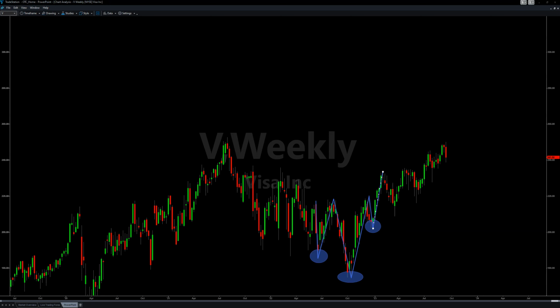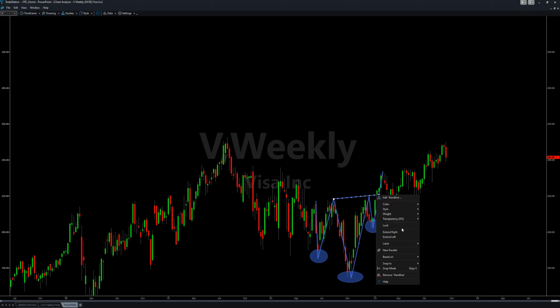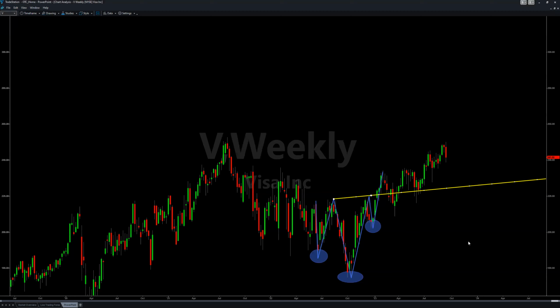What we need to enter? First, a neckline. We will connect here, not the left and right shoulder pivot lows like the head and shoulders. No, the left and right shoulder pivot highs. Okay, we will connect this. I will use again the color yellow for it. Okay, this is our neckline, and I can also extend it to the right.